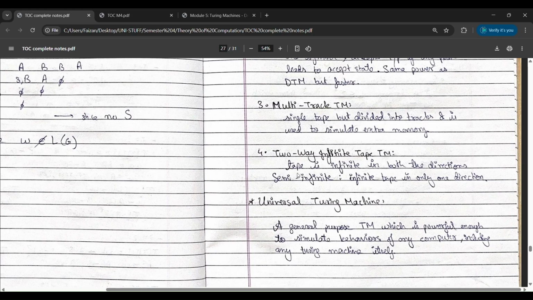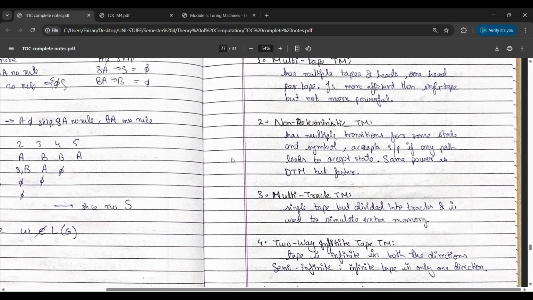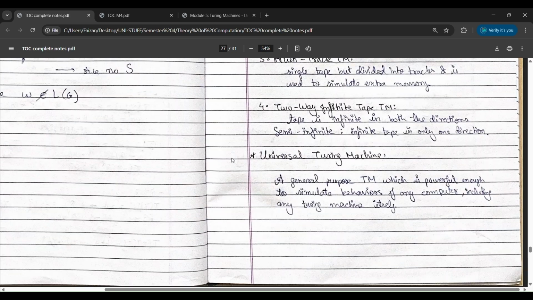And then we have the two-way infinite tape TM. The tape is infinite in both directions. Semi-infinite means it goes infinitely in only one direction, and it's finite on the other side. This is the concept that we just studied in the basic Turing machine.